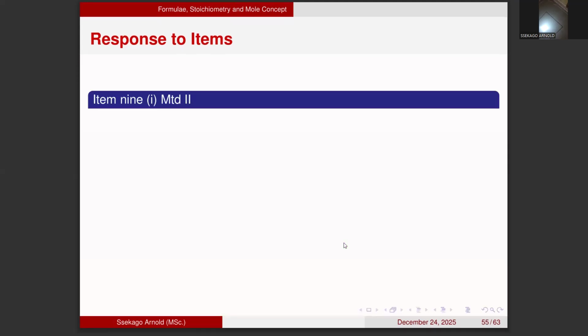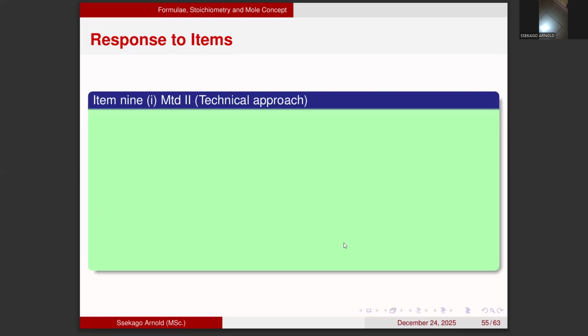Then we also look at approach 2, the technical approach. In the technical approach, you use the given equation directly. The equation says that on the left-hand side, you start with what you have. We have ethanol, so we start with what the equation says in terms of ethanol. The equation says that 1 mole of ethanol produces 1 mole of ethylene. But we have mass of ethanol. Since we have mass of ethanol, 1 mole of ethanol is equivalent to the molar mass.